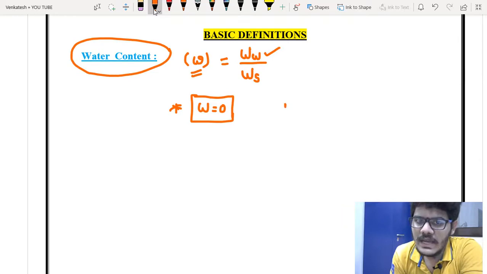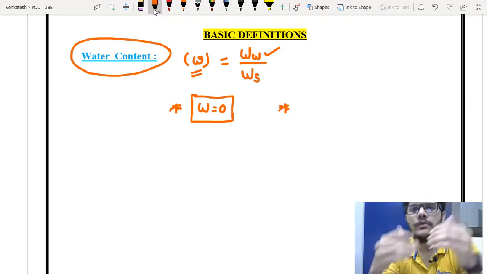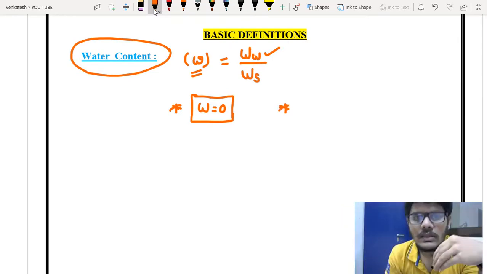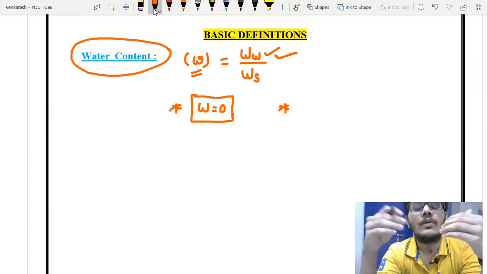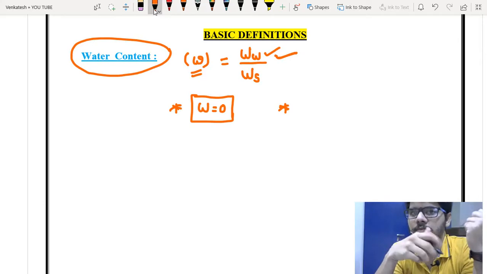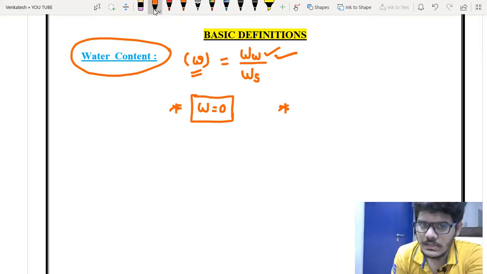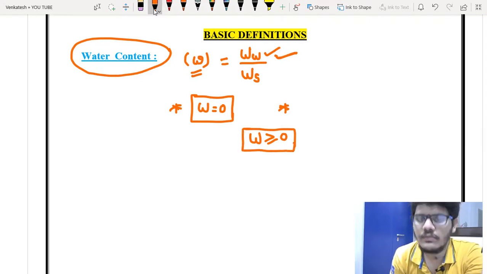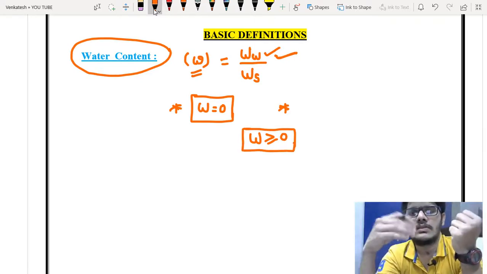So what is the maximum limit? If you keep on adding water, the weight of water will obviously increase. So there is no maximum limit. That means w is greater than or equal to 0. The minimum value is equal to 0 and the maximum value we cannot define. So it is more than 0.